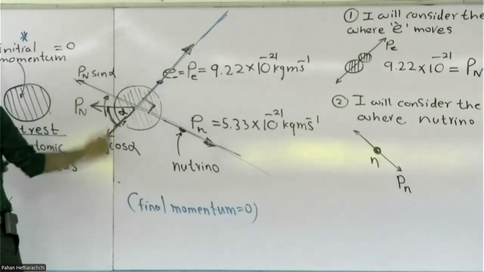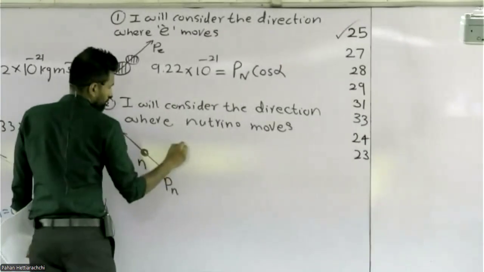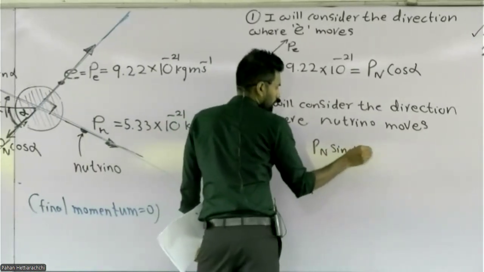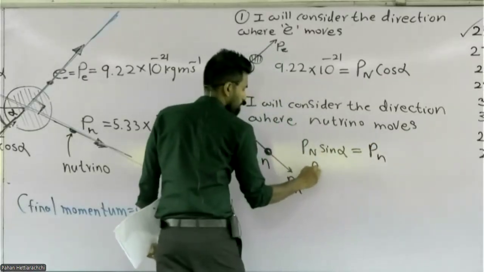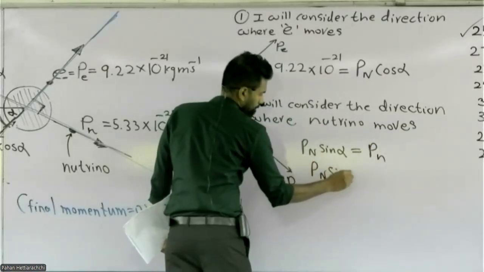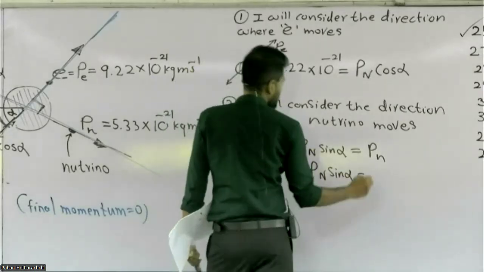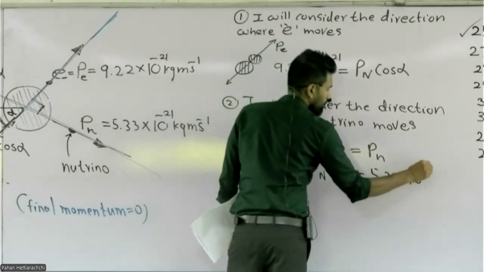Pn sin alpha. Okay. So Pn sin alpha will cancel out with simple Pn. What is that? 5.33 into 10 to the power minus 21.